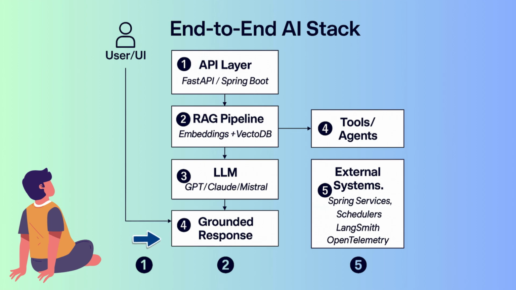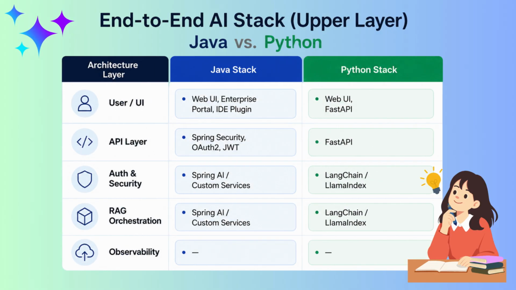Finally, a grounded response is returned to the user. The response is based on real data, controlled reasoning, and observable actions. From the user's perspective, it feels like magic, but underneath, it's just well-designed software. When you put all these steps together, you are looking at the full end-to-end AI stack in action. Now let's see how the end-to-end AI stack comes together using Java and Python.